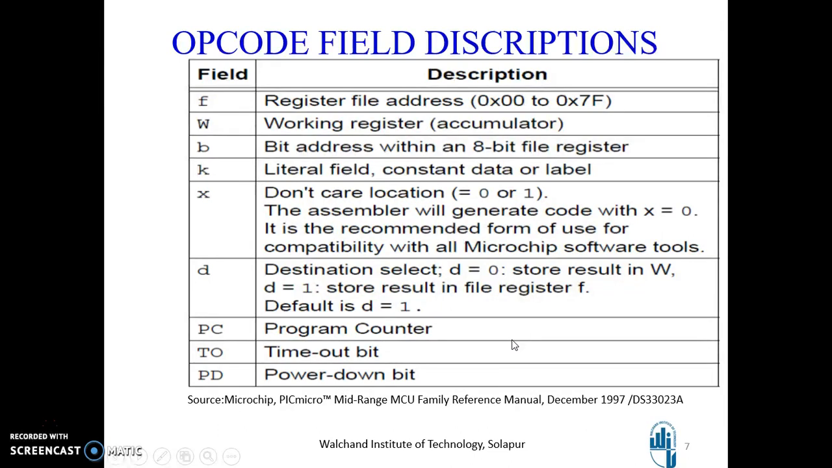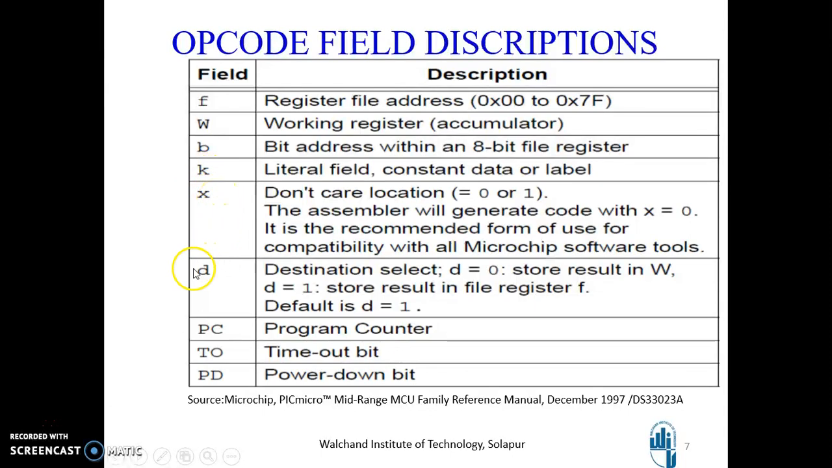Now whenever we are having the syntax for the instruction, you will find different fields in that. You should understand the meaning of the fields. F stands for file register. Whenever W is there, that will be the working register. B will be the bit address within the 8-bit file register. So definitely 8 bits are there in the file register, so this B will take 3 bits in the opcode. Then K will be a literal value, which will be a constant or data label. Then X can be anything, that may be 0 or 1.